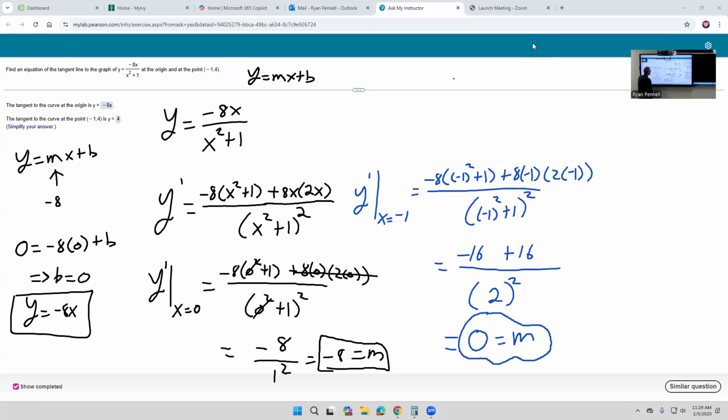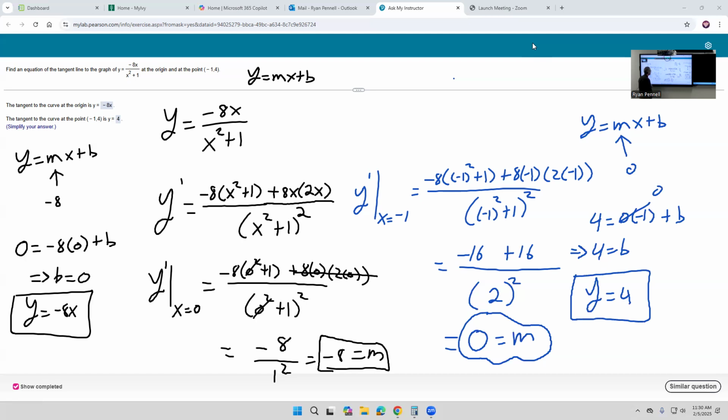Okay, so the tangent line, y equals mx plus b, this m is 0. And if the point is 4 equals 0 times negative 1 plus b, that goes to 0. 4 equals b. And so our line is just y equals 4. Okay, that's how I think he would do it. I hope that helps.